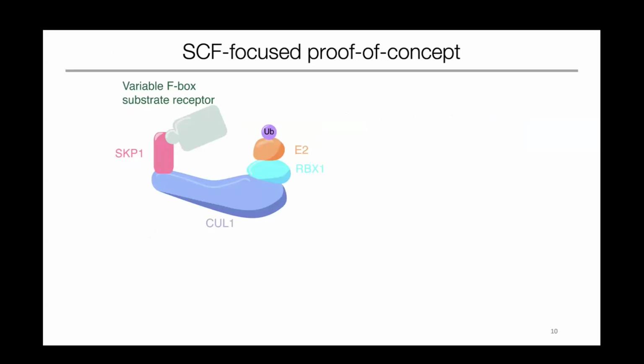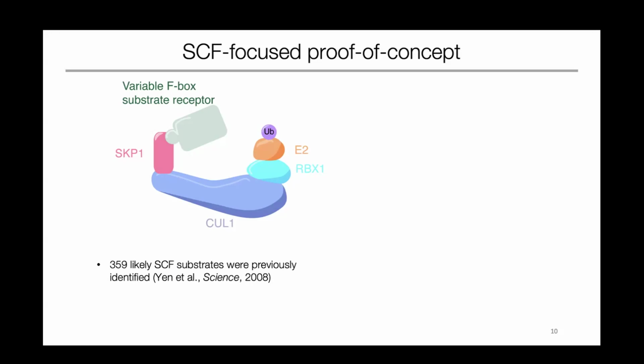So, we thought this was a cool idea, but we needed some proof of concept experiment. So we decided to focus on this really well-studied SCF complex. So this is a multi-subunit E3, and the substrate specificity of this is determined by this green F-box protein in the upper left. And the Elledge lab back in 2008 identified 359 likely SCF substrates.